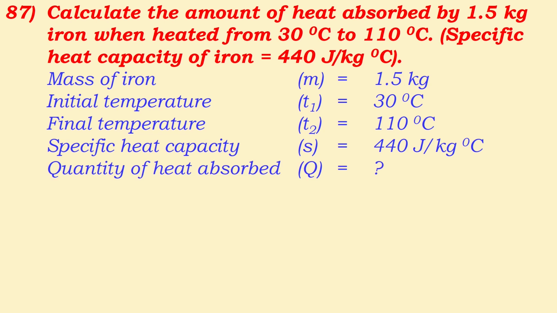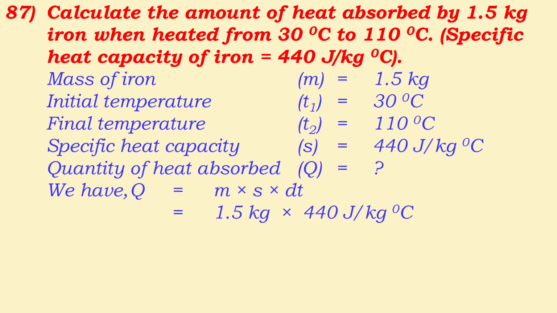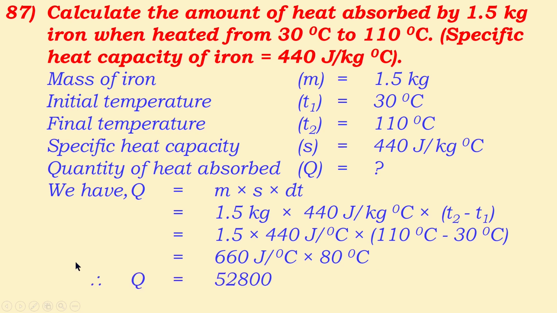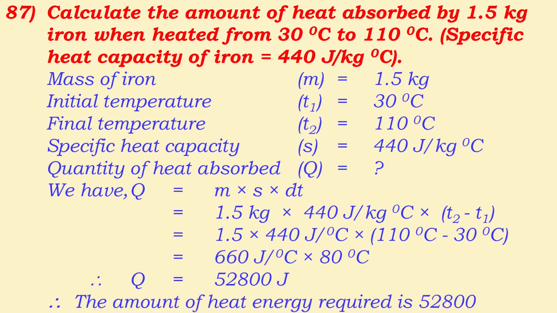We can write H also, heat energy also. Okay, we have Q equal to m s dt, and the value of m is 1.5 kg and specific heat capacity 440 and T2 minus T1. I am writing the values of T2 and T1 also, 110 minus 30 degrees Celsius. Kg and kg cancel, degree Celsius cancels, then we multiply 660 with 80 and we have this result: 52,800 joule. Therefore, the amount of heat energy required is 52,800 joule.